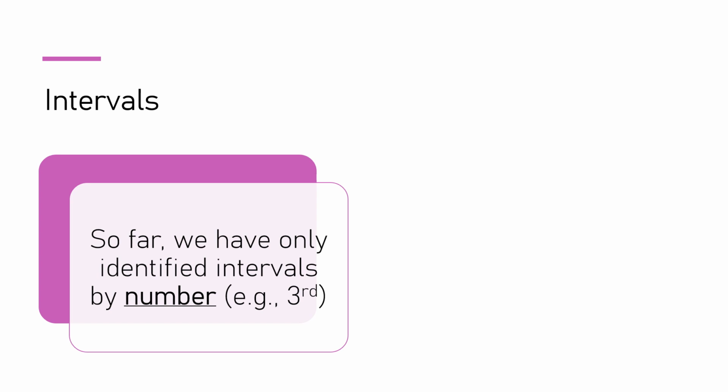But so far in our grade 1 and grade 2 classes, we've only identified intervals by number. When we say the distance or an interval between the tonic or the keynote and the second degree, it is a second, then between the tonic and the third degree is a third, a fourth, a fifth, a sixth. So we've only been identifying intervals by number.